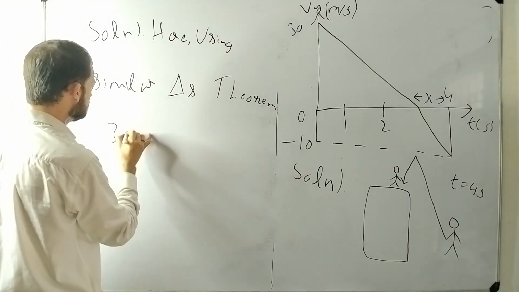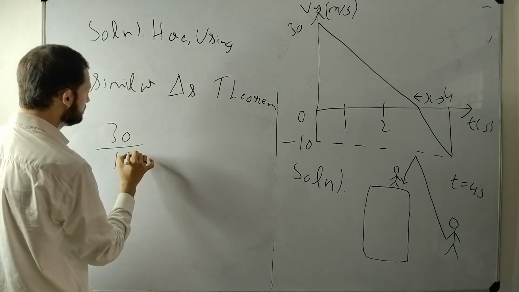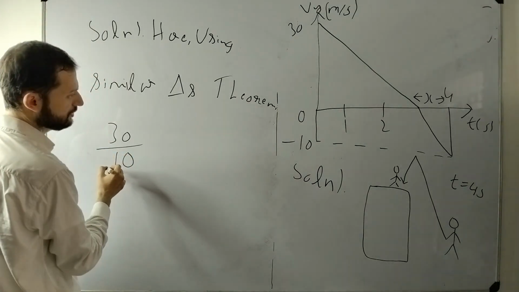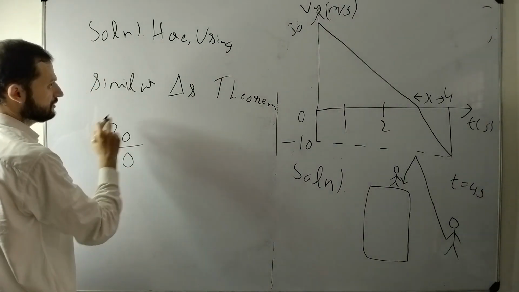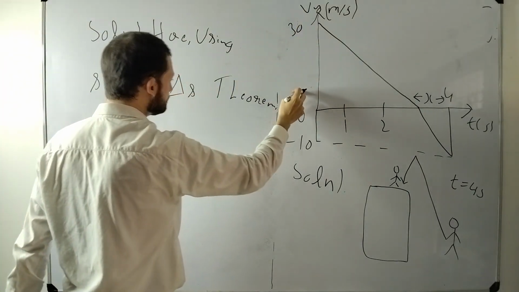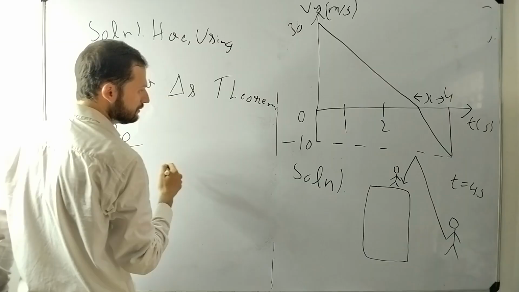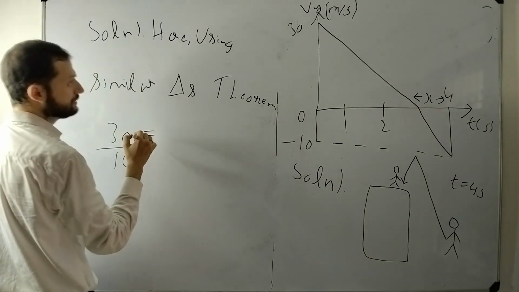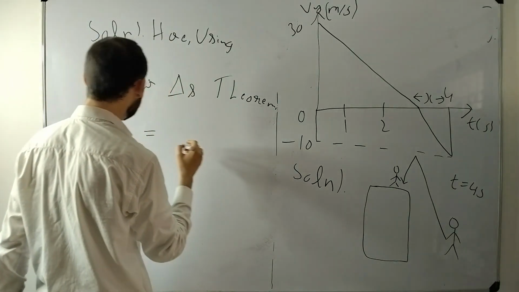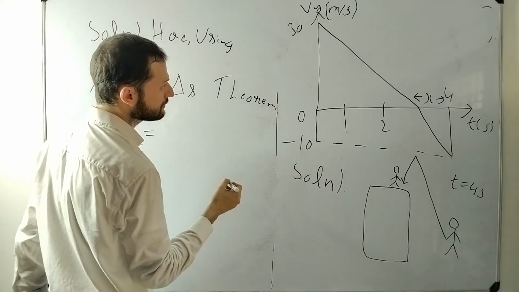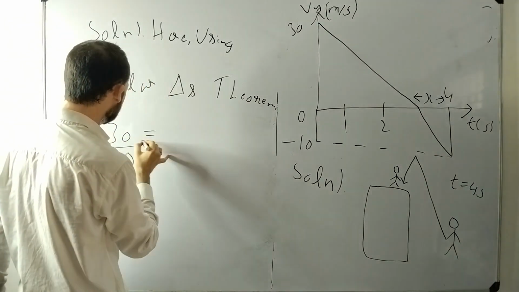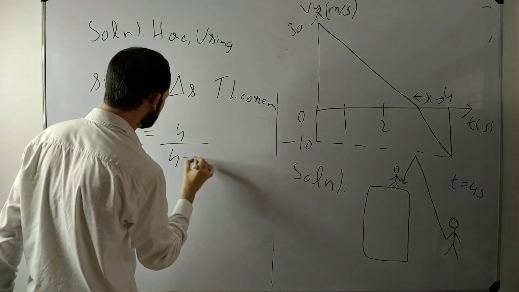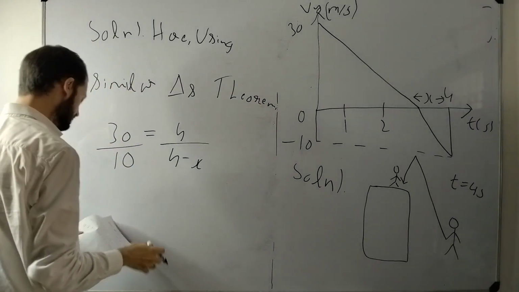So 30 upon 10. Okay. So why are you not writing minus 10 here? Students, this is also negative, no? It is coming down. So that is why. Vy, both of their directions are downward. So this becomes what? Yes sir, we are getting this time period. This whole process took how much? 4, and this is 4 minus x. Yes sir, definitely.